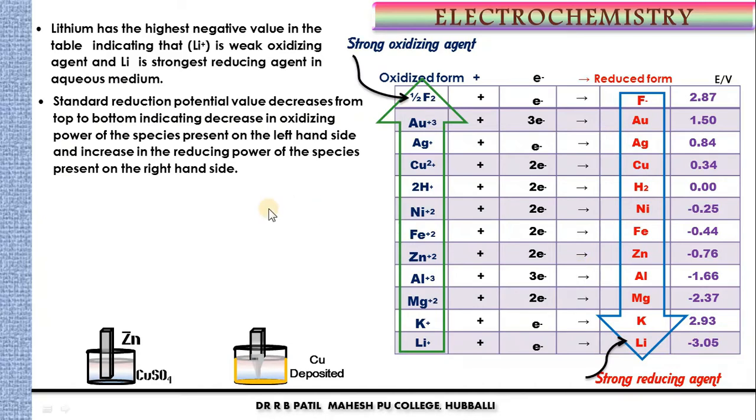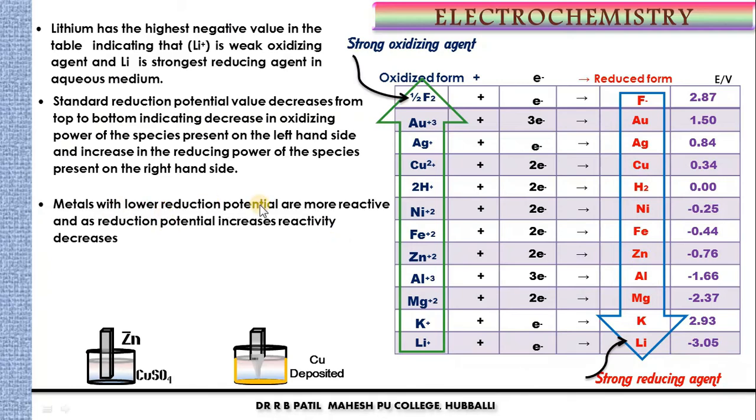Next concept is metals with lower reduction potential value are more reactive compared to that of other metals with higher reduction potential value. For example, students, zinc has minus 0.76 value compared to that of copper that has 0.34. So that indicates that chemically zinc is more reactive than that of the copper. Its reactivity is more. So metals with lower reduction potential value are more reactive, and as a reduction potential value increases, their chemical reactivity decreases.